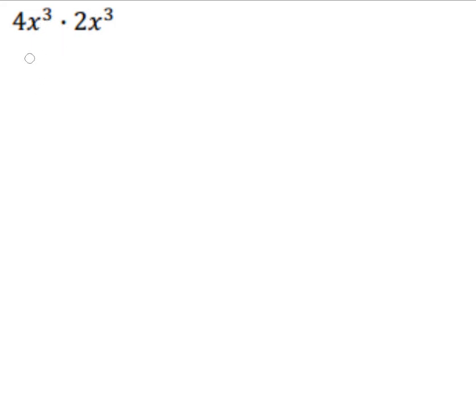Apply the product rule. There is the product rule. So what I'm going to do is multiply the things that I can together. I have these two coefficients, 4 times 2, which are going to give me 8, right? But then I also have x cubed times x cubed. And remember, the product rule means that I end up having x to the 3 plus 3, because if I multiply the same base exponents, I just add the exponents together. So when I simplify it further, that's going to give me 8x to the 6. And that is my final answer for this problem.